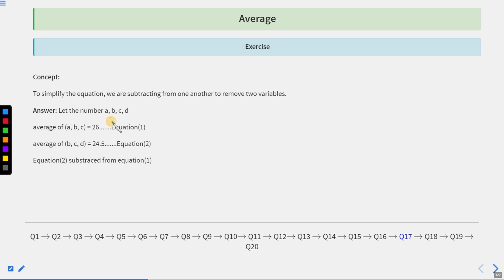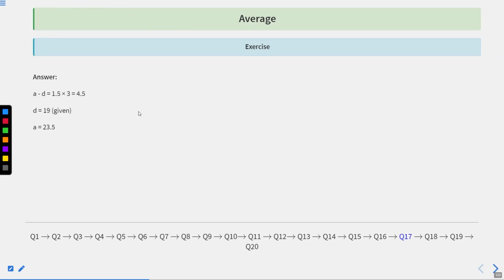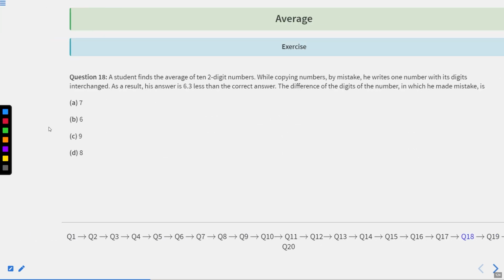So let the numbers be a, b, c, d. The average of a, b, c is equal to 26, that is equation number 1. Average of b, c, d is equal to 24.5, that is equation number 2. On subtracting 2 from 1, we get a minus d equal to 1.5 times 3 equal to 4.5. It is given that d is equal to 19. So the final answer will be a equal to 23.5.